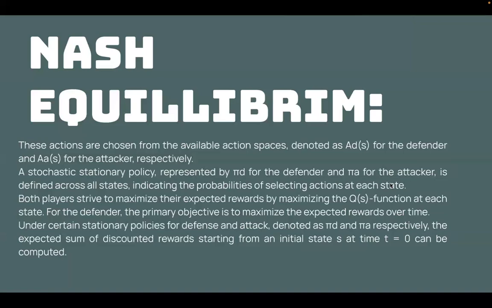Now we'll discuss the Nash equilibrium strategy in this game. Now let us use XiS to represent the probability that the defender chooses the ith action at state S, and YjS for the probability that the attacker chooses the jth action at state S. These actions come from their available action spaces AD for the defender and AA for the attacker. A stochastic stationary policy, denoted as pi D for the defender and pi A for the attacker, is defined over all states. This policy indicates the probability of choosing actions at each state.